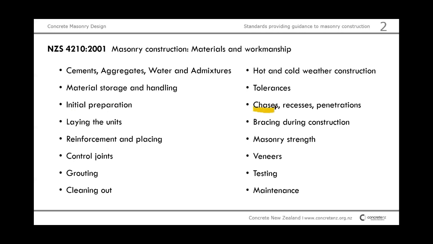Another piece of good news for engineers: chases are not allowed if you use 4229. If you want to do chases to hide your conduits, electrical or plumbing, whatsoever, then the architect has to ask an engineer. The only option for the architect, if he doesn't want to talk to an engineer, is to hide it behind strapping and lining. Propping against wind forces: you can imagine the walls are pretty fragile when they're up within the first 5, 6, 7 days when the mortar doesn't bond. So they have to be propped against wind forces. It also talks about masonry strength, how you achieve this with your mix, veneers, testing, and maintenance.